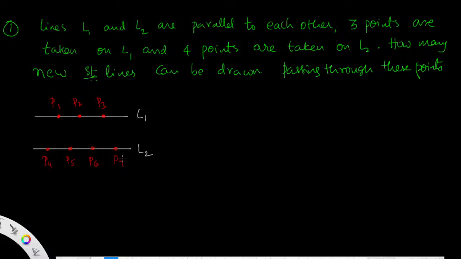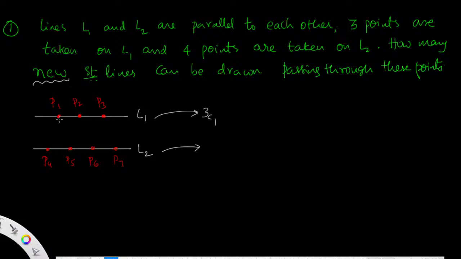How many lines can we draw out of these points? Here there are 3 points and 4 points. This is possible if, out of 3 points, we select one point on L1. This can be done in 3C1 ways for the first point. And for the second point, out of 4 points on L2, we join to form a straight line with the point on L1, and they are asking for new lines.